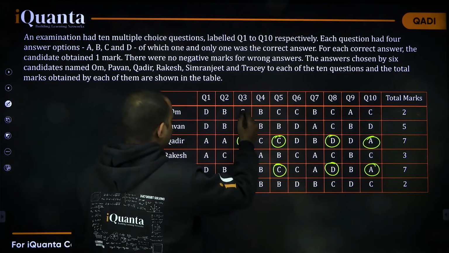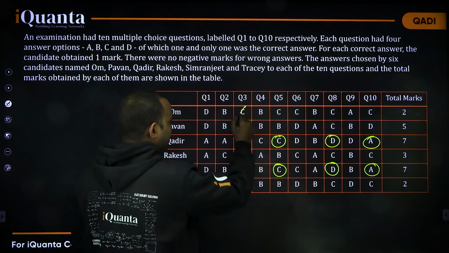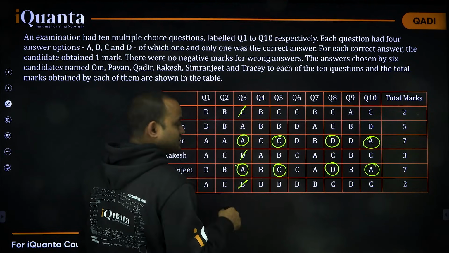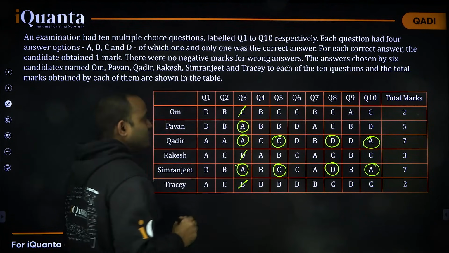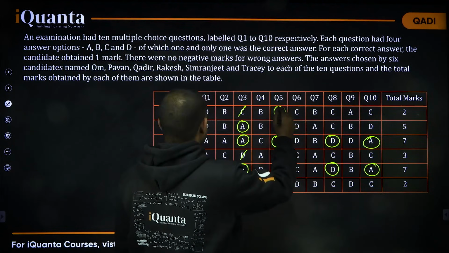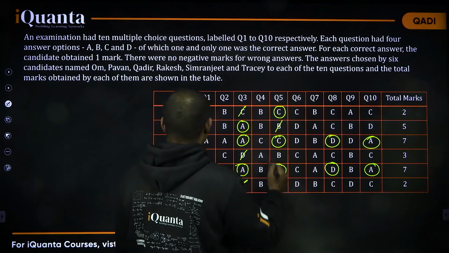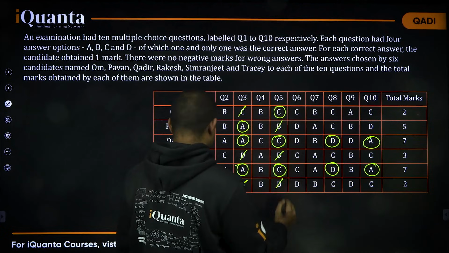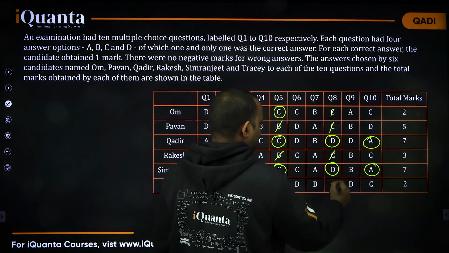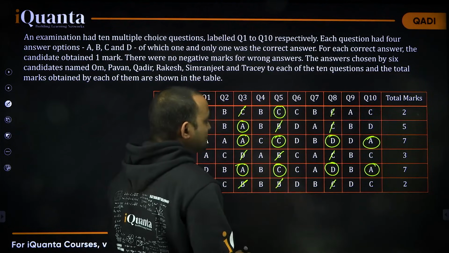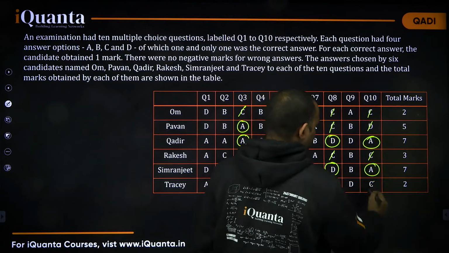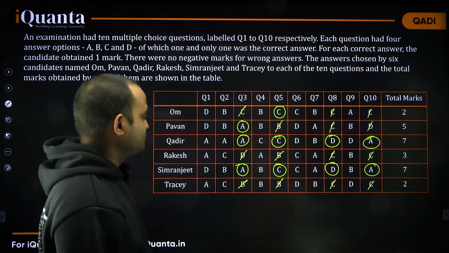these answers. Like question 3 correct answer is option A, we can discard C, that cannot be correct. We can discard D, we can discard B. Those cannot be correct. Pawan got question number 3 correct. Question number 5, option C is correct. That means Om is correct. Not Pawan, not Rakesh, not Tracy. Question number 8, option D is correct. So we can discard all of these 4 answers given by these 4 people. In case of question number 10, option A is correct. So rest of the answers must be wrong, right?